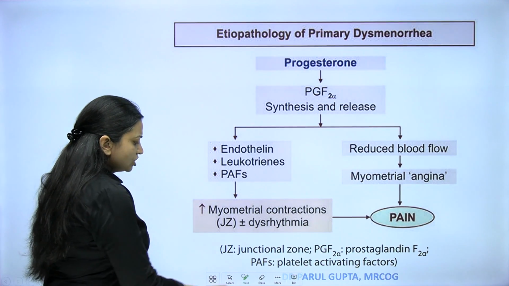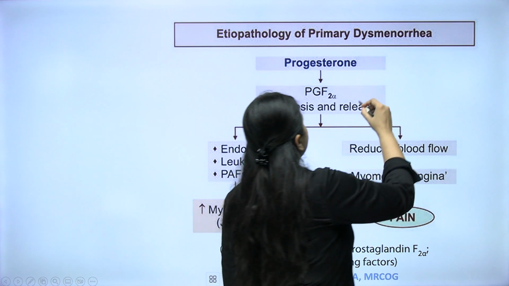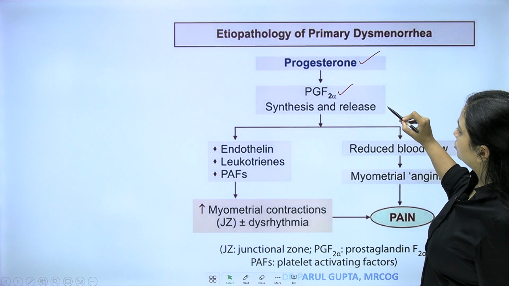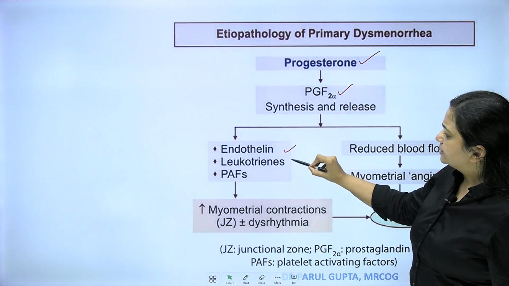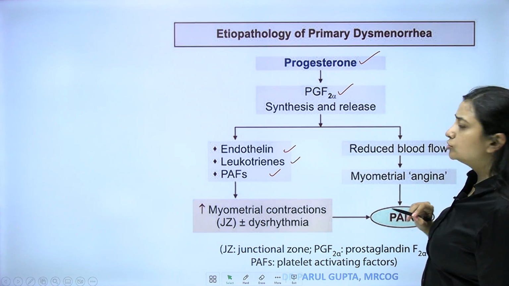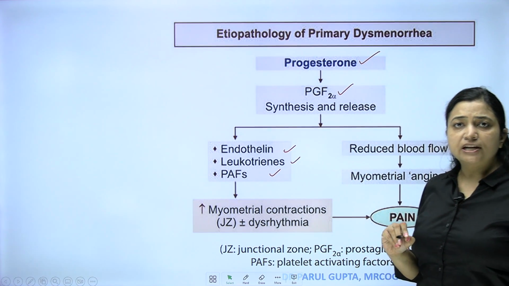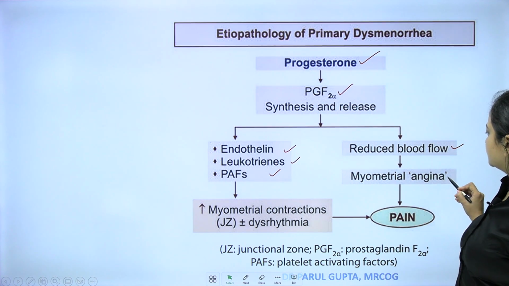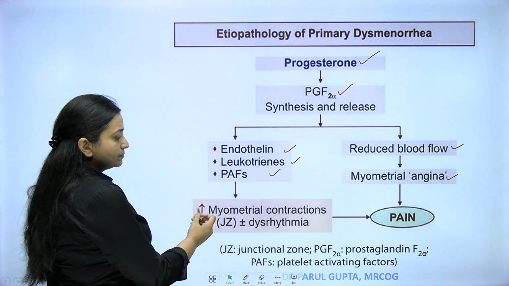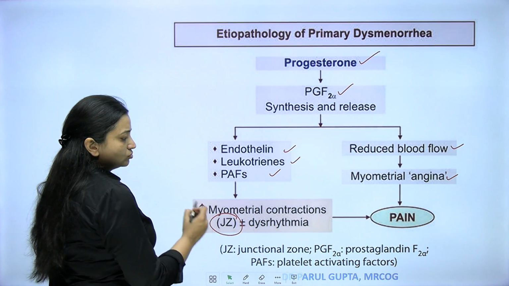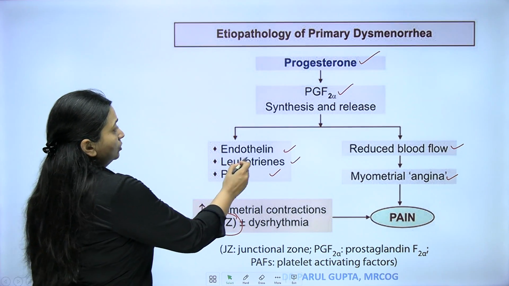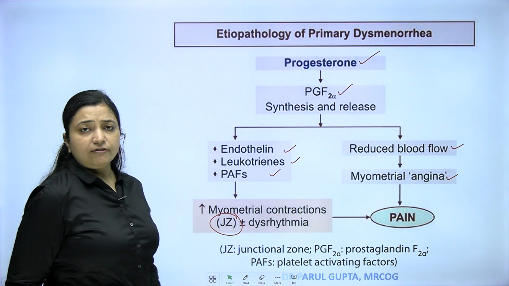This is a small flow chart which tells us that in the presence of progesterone, there is excessive release of PGF2 alpha, and endothelins, leukotrienes and PAFs are released. There is reduced blood to the myometrium, which I talked about as vasoconstriction. So it is myometrial angina. It causes pain. There is increased myometrial contraction in the junctional zone and dysrhythmia. All of these lead to pain. These five factors are very, very important.